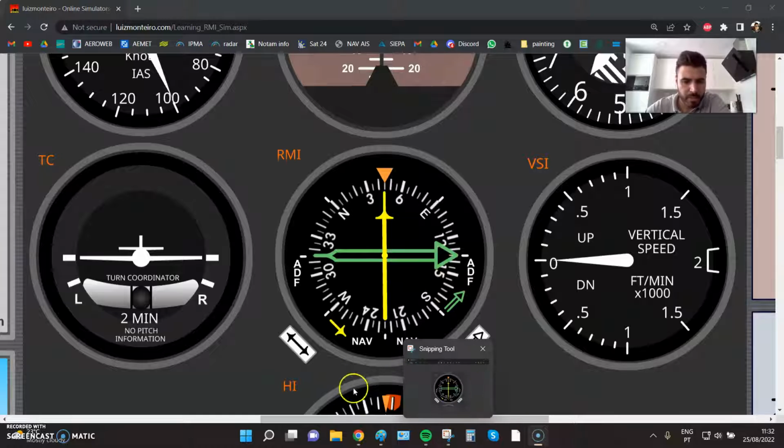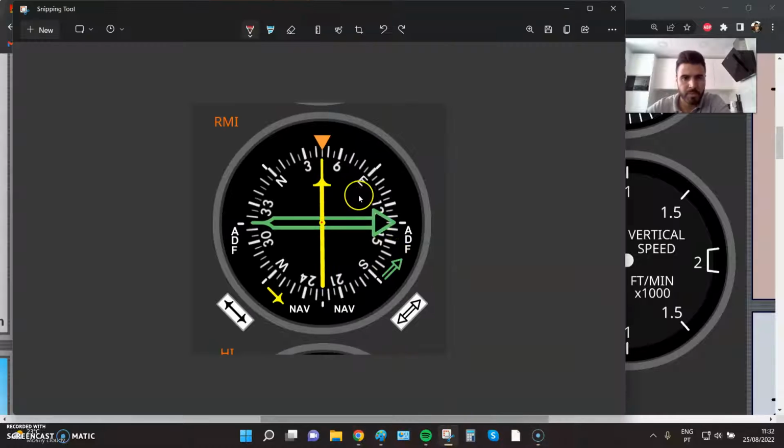Okay, let's come here. So let's start from the beginning, always imagining an interpretation of our RMI. So the instrument, the nav aid, it's in the middle, and we are here, obviously because they tell us, okay, NDB, it's in front of you. So in this map, if it's here, you need to be here.